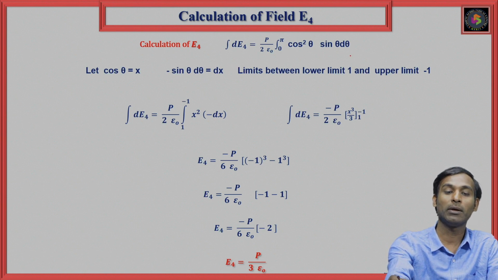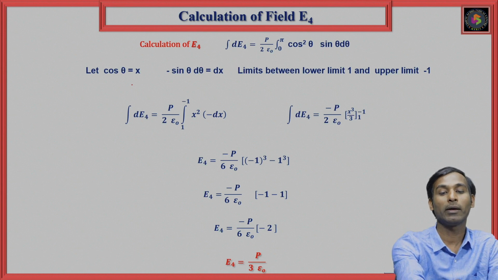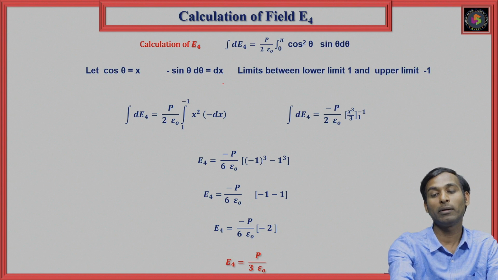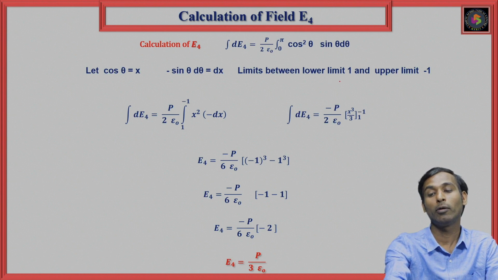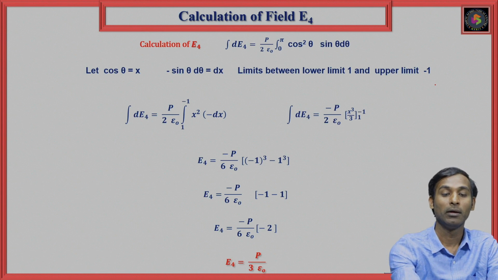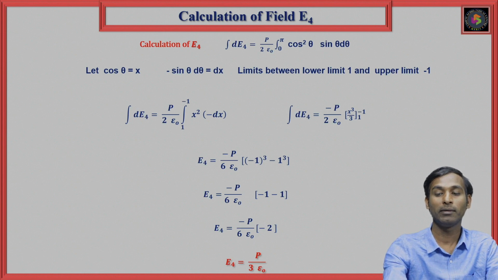Let's substitute, assume that x equals cos theta. Now we can differentiate here: minus sin theta d theta is equal to dx. What are the limits? The lower limit is 1 and the upper limit is minus 1. Substitute this limit in this equation. Integral dE4 equal to, take P by 2 epsilon naught common, lower limit is 1, upper limit is minus 1. So the x value is x square, and sin theta d theta is minus dx. We can integrate this equation.